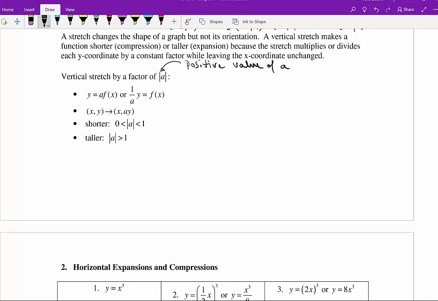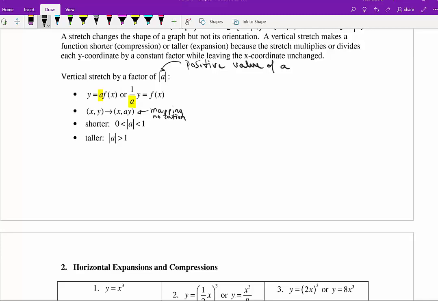Okay, and so this is what we know. There are two ways we can write it. We can write it as y is equal to a f of x, so our a is on the right-hand side of the equation, or 1 over a y equals f of x. They both mean the same thing. The mapping notation is that the point (x, y) maps to (x, a times y). In other words, we multiply y by some factor of a.